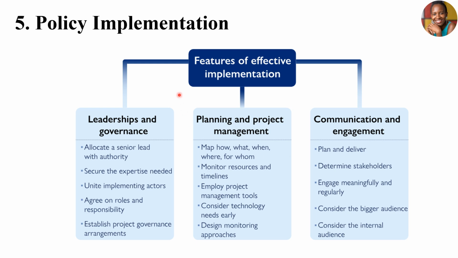And in the policy implementation stage, there are those components I've mentioned, like budgeting, technicalities, stakeholders, and roles and responsibilities. So you're told there are certain features that you can prioritize to help us have a good policy implementation stage. And one of them is looking at leadership and governance, like allocating a senior lead who has good authority to stamp on that policy and ensuring that it's well understood for the purpose of implementing it properly.